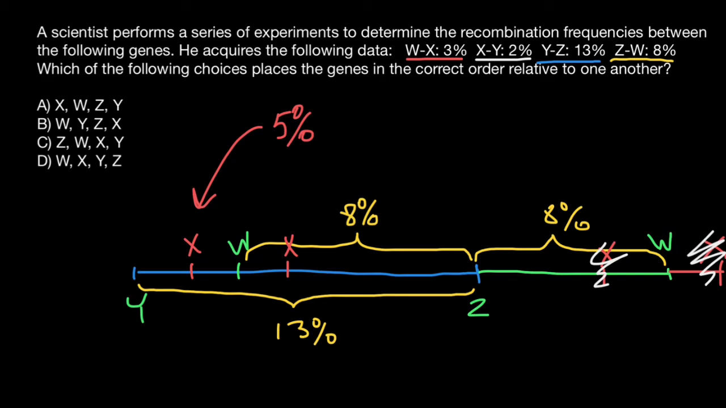Can there be 2% recombination frequency between genes Y and X here? No way, because this fragment is 5%. So we can exclude this position of gene X too. This is the only correct position for gene X, and we are going to have 3% recombination frequency here and 2% recombination frequency here, and we know that this fragment is 5% recombination frequency.